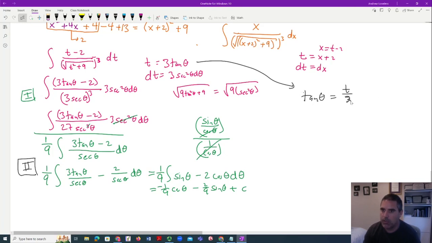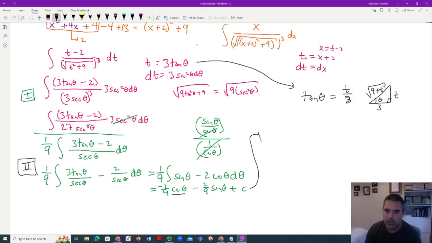So I immediately draw a right triangle, and I want the opposite to be t, the adjacent to be 3, and that means this side has to be the square root of 9 plus t squared. And the moment I write that, I now have all the ratios I want. In this case, I want cosine, which is adjacent over hypotenuse. So my final answer is going to be negative 1/9 adjacent over hypotenuse, and I'm going to do minus 2/9 opposite over hypotenuse. And so it just depends on how much I want to simplify here.